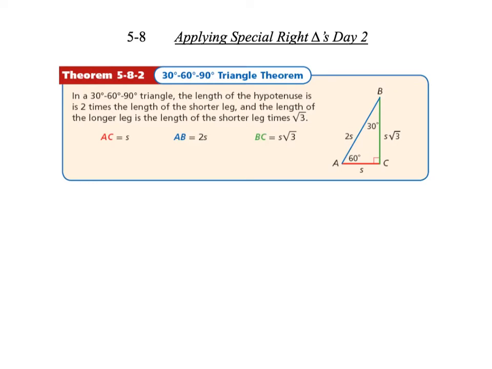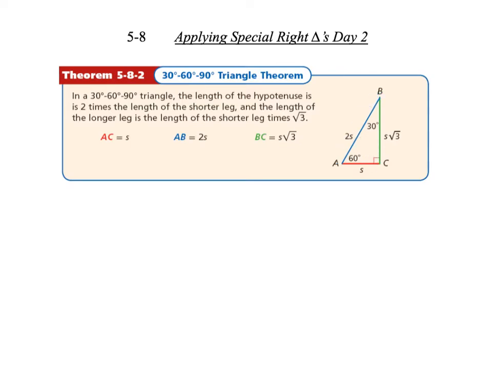Alright guys, so we're on the second day of special right triangles, and today we're going to talk about 30, 60, 90 degree triangles. Other than the 45, 45, 90, which has two congruent legs and a hypotenuse, in the 30, 60, 90 degree triangle you have three different parts. You've got a short leg, a long leg, and a hypotenuse. The short leg is always the one across from the 30 degree angle, and the long leg is always the one across from the 60 degree angle, whereas the hypotenuse is always across from the right angle.